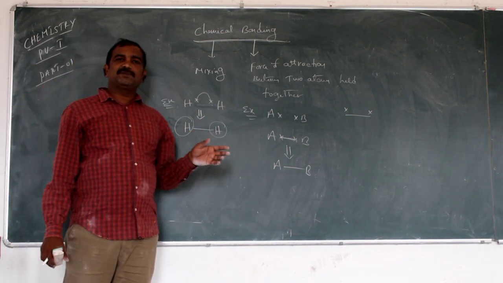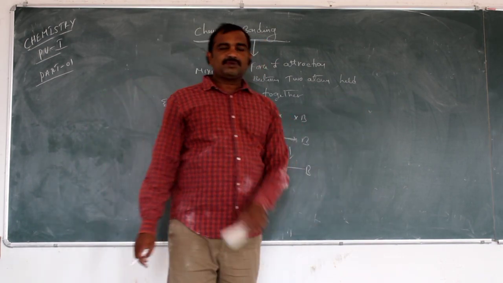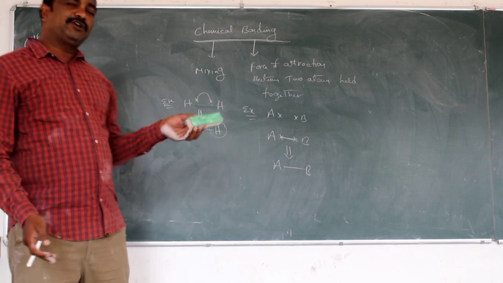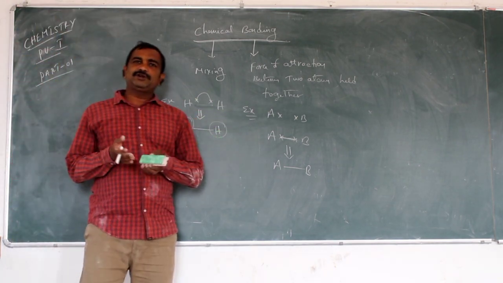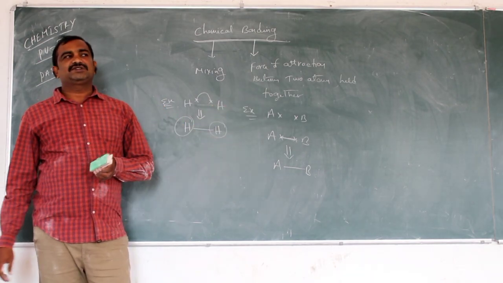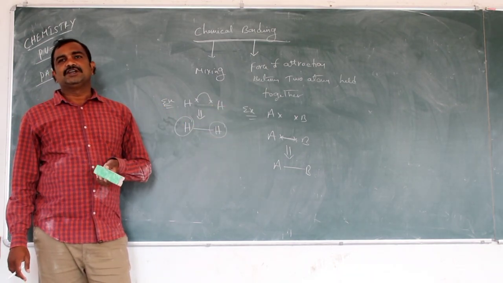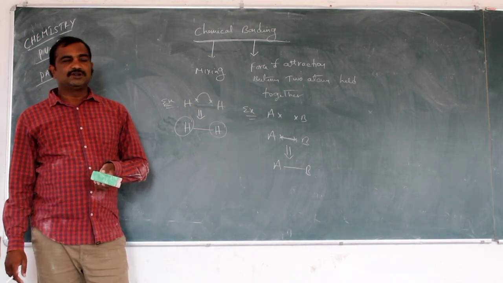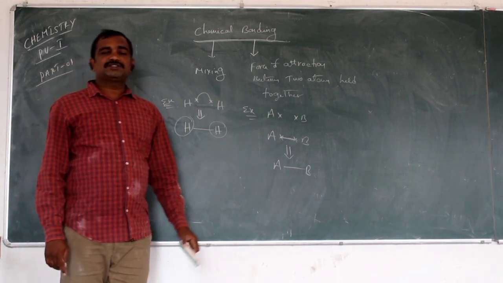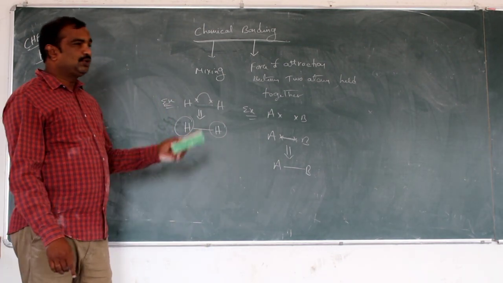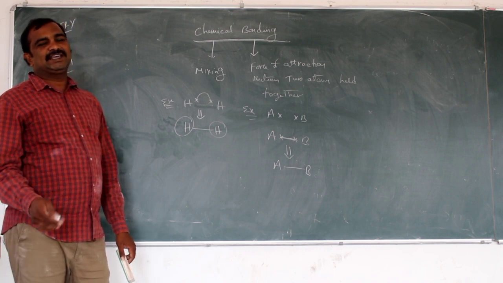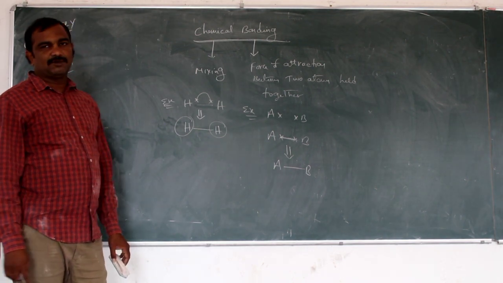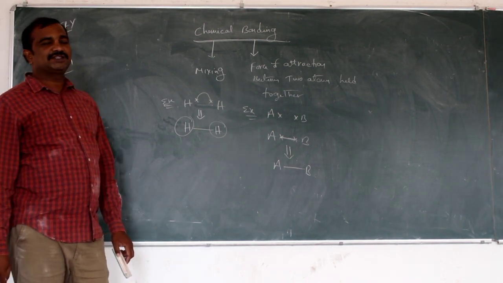Simply, a chemical bond is nothing but a bond formed by 2 electrons. Why is the bond formed between 2 electrons? Due to a force of attraction. That force holds the two electrons together, and that force is called a bond. So simply we can say a chemical bond is the force of attraction between two atoms held together by electrons.